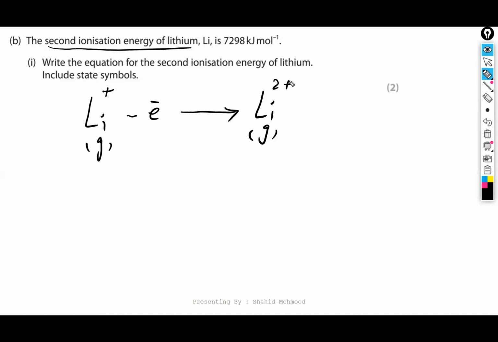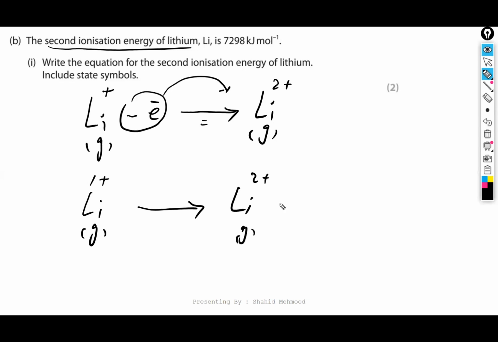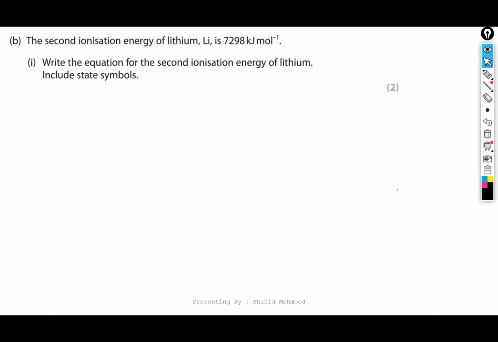So this answer is also allowed, or this equal. You can also write it like lithium ion. It gives the lithium 2 plus ion. If we shift this electron to this side, then you can write it in this way. So either the first equation or the second equation you can write in your answer.